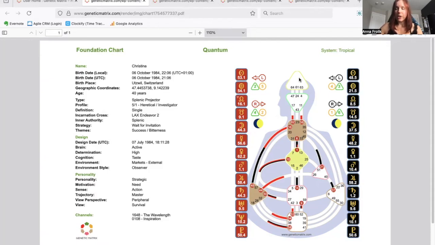So you're pretty open. You have 6 open and undefined centers in total. You only have 3 defined centers, which in general makes you energetically quite sensitive. This is something to be aware of for anyone who has a lot of openness in their chart. You're always going to be more prone to taking in more energy from the outside, from the people around you.